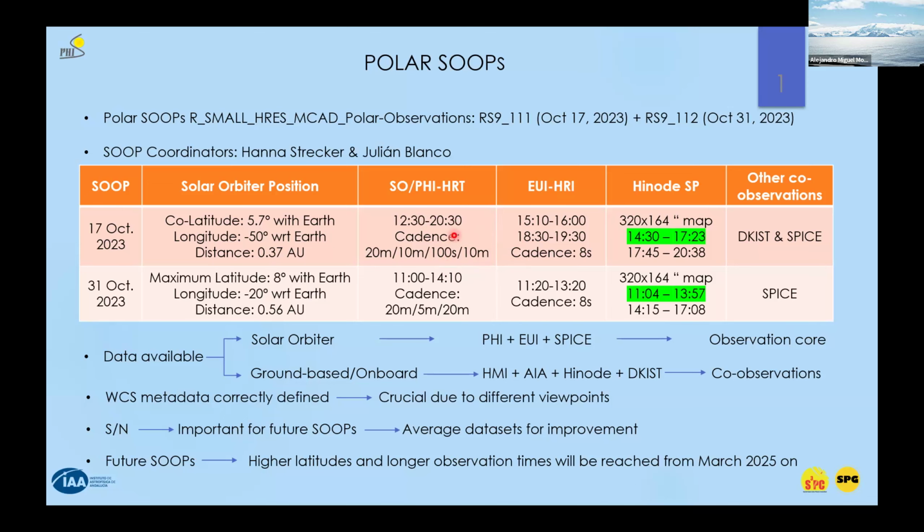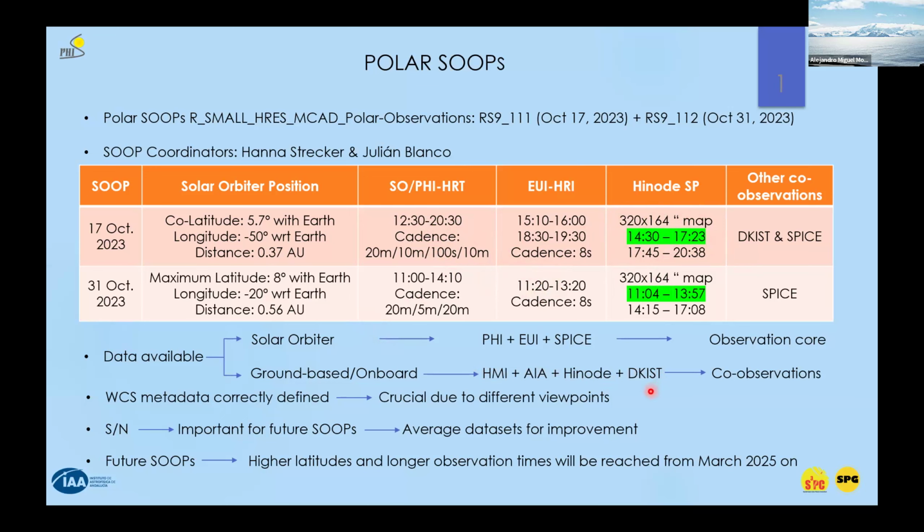that both recorded during a few hours different maps at different cadences. And also in co-observation, we had measurements with the SP. Apart from this, we also have different co-observations with THEMIS and SPICE. SPICE is also on board Solar Orbiter. After that, we have data available coming from Solar Orbiter, that is from PHI plus SPICE, and also data available from co-observations coming from ground-based or onboard instruments like HMI, AIA, Hinode, or THEMIS.